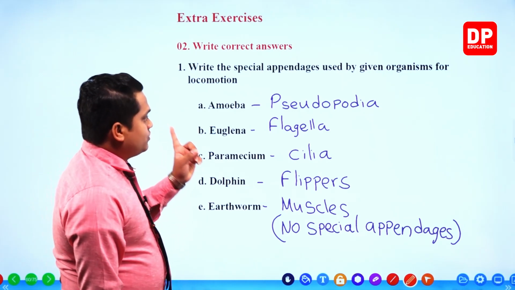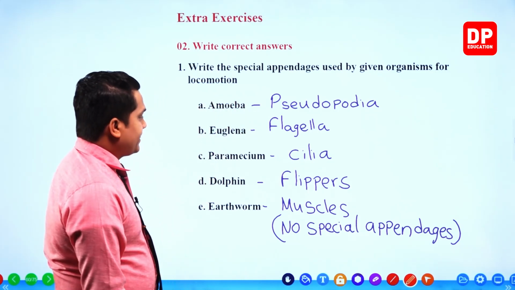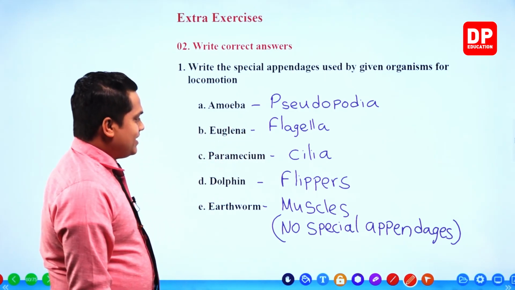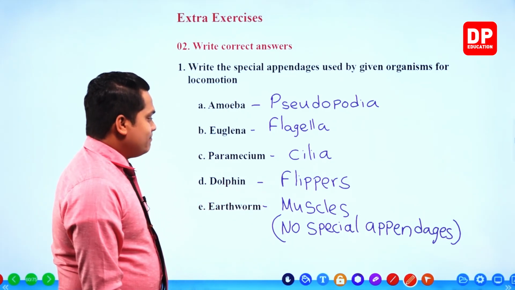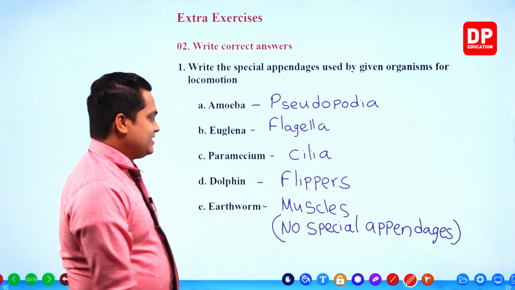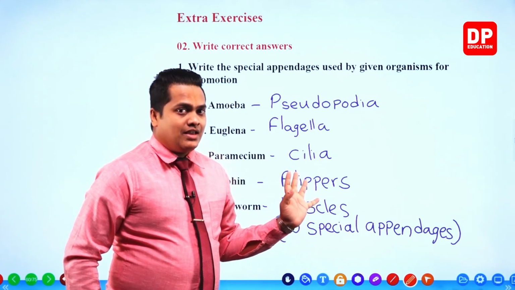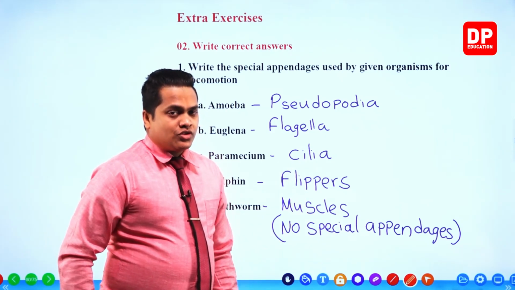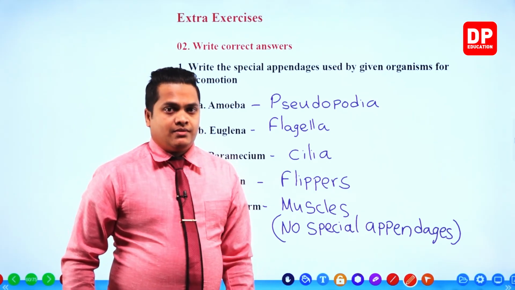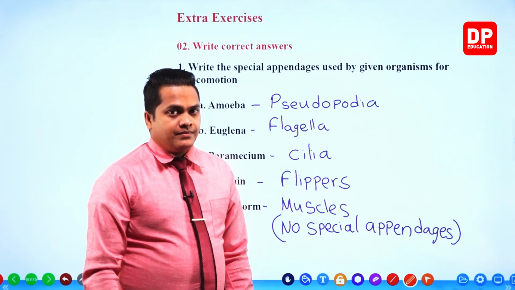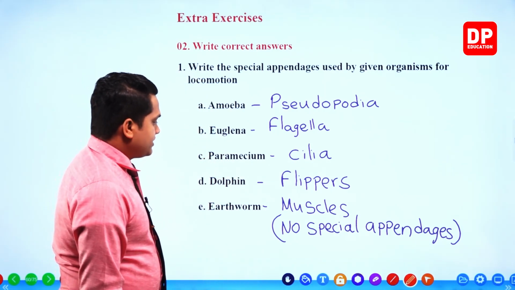So amoeba uses pseudopodia for locomotion. Euglena uses flagella. Paramecium uses cilia. Dolphin utilizes flippers. Earthworm uses muscles; I mean muscles in the sense that they do not have special appendages separately located for the locomotion process. Just by moving the muscles contained within the body, they will travel here and there. So these are the appendages used by the organisms given here.